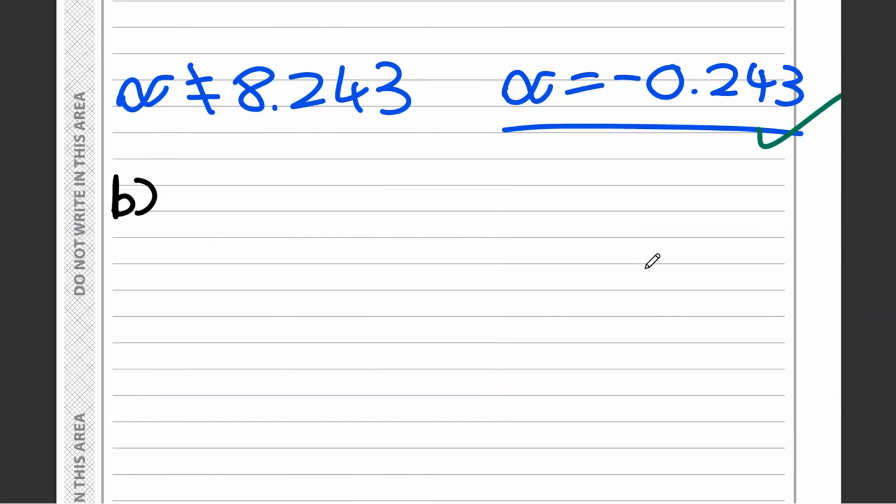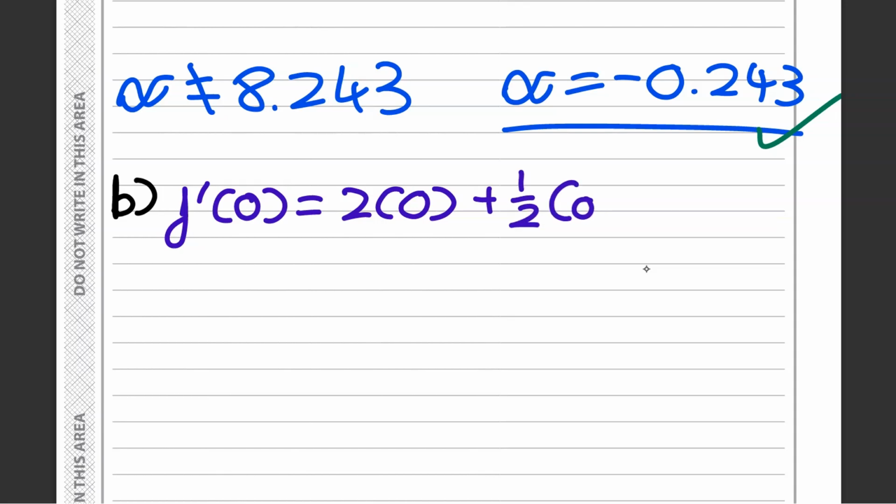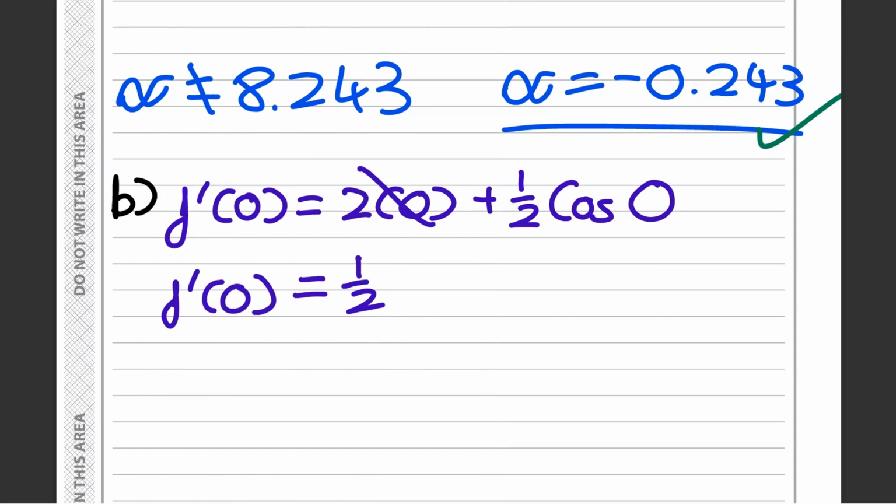So we're going to sub in x = 0 into f dash of x, so therefore this is going to be f dash of 0 is equal to 2x, so 2 times 0, plus a half cos 0. Okay, so we can do some simplifying here. 2 times 0 will just go away, and then half cos 0. Cos 0 is 1, so it's going to be half times 1, which is a half. So therefore f dash of 0 is equal to a half. So this is the gradient of the curve at the point P, so this is also going to be the gradient of the tangent.